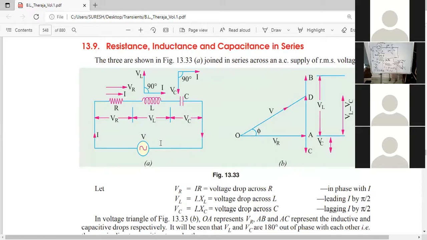Next topic, series RLC circuit. Write down the heading: series RLC circuit.